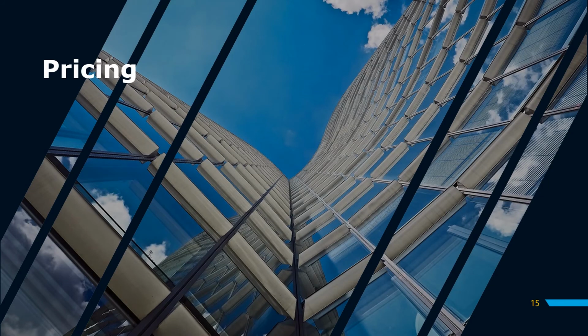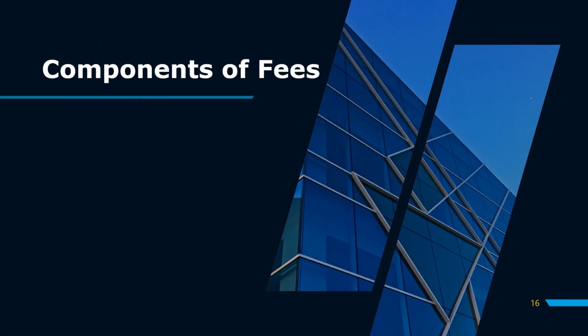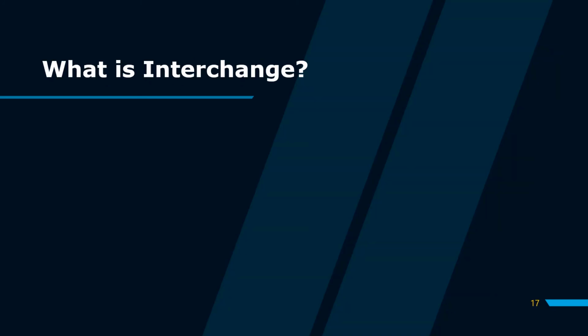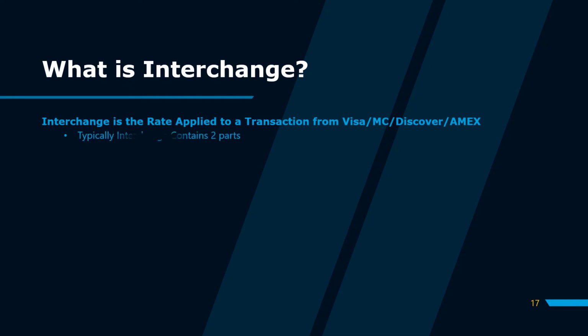This next section, we will look at merchant pricing and the components of merchant fees, including interchange, which is set by the card brand associations, and the various fees that are charged or could be charged by a processor to provide service. Interchange is a term that has come up a lot during this presentation, but what exactly is it? In simple terms, interchange is the rate that is applied to a transaction, and it typically contains 2 parts, a percentage and a per-item fee.